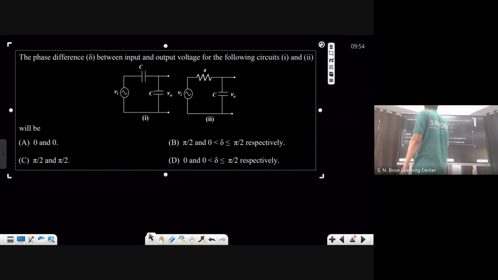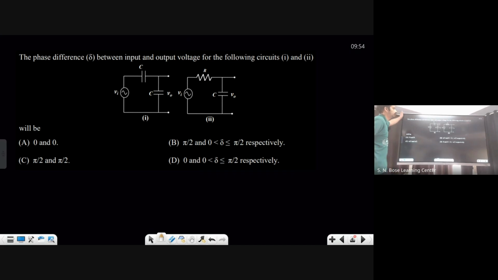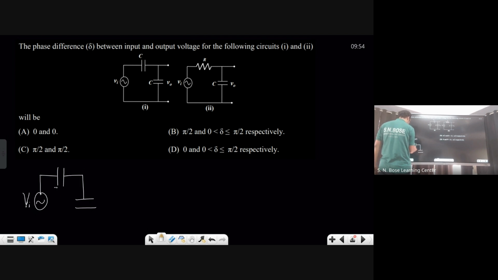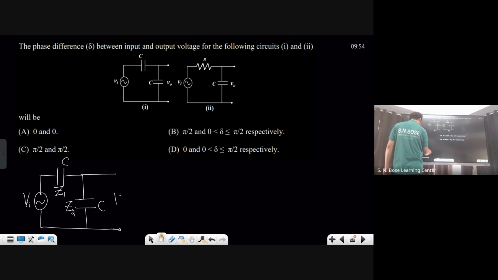The phase difference between input and output voltage of the following circuits 1 and 2 respectively. The first circuit has both capacitors, the second circuit has a resistance and a capacitance. In the first circuit, Vi, one capacitance, one more capacitance. Suppose this is Z1, this is Z2. Both have the same capacitance. Then this is the output voltage.